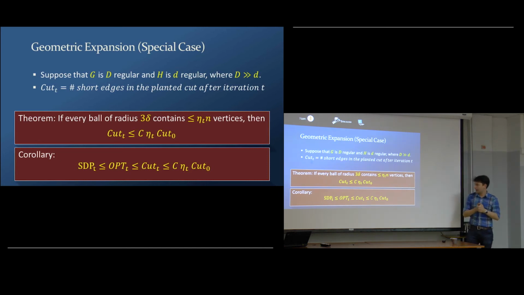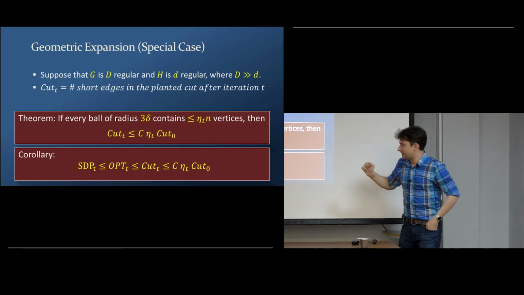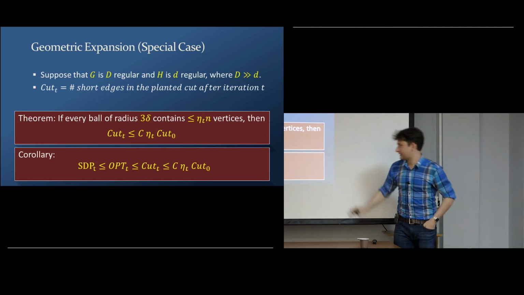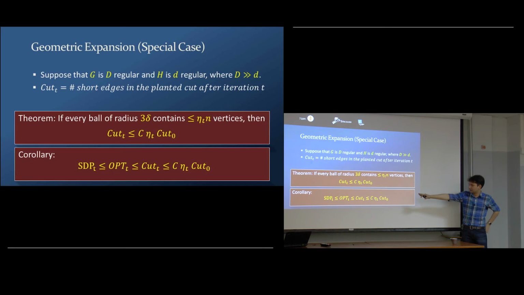That's cut_t. And what we show is that if the heaviest ball of radius 3 delta contains at most ε_t n vertices, then the size of the cut is at most some constant c(ε_t) times cut_0, where cut_0 is the original size of the cut. So that's the size of the planted cut. And I may tell you a little bit about the proof, depending on how it goes. But the corollary of this theorem is that the cost of the SDP solution after iteration t is upper bounded by the cost of the optimal solution after iteration t, which in turn is upper bounded by this cut_t, the number of edges between L and R, and this is bounded by c(ε_t) cut_0, the original cut.